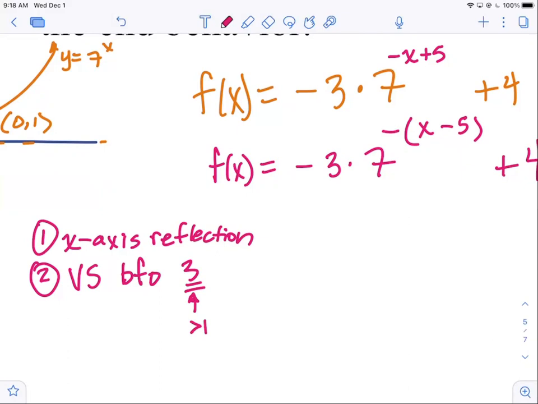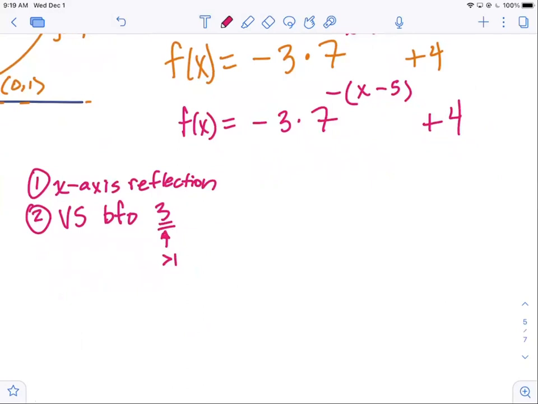Because it's like a vector. You're telling me if you're making it bigger or smaller by some factor bigger than 1, okay? Well, 3 is bigger than 1, so we can leave it. It's vertical stretch by a factor of 3. Now we go up into the exponent. What does the negative in front of the x do?